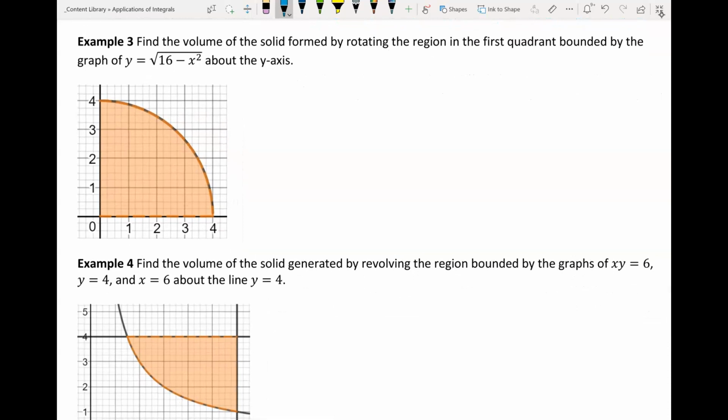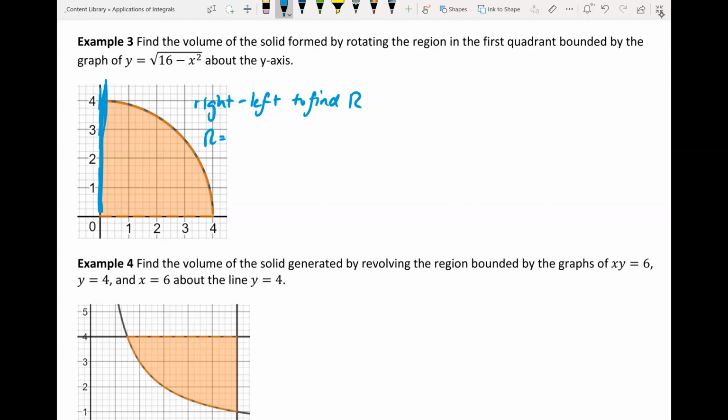Example 3, we want to find the volume of the solid formed by rotating the region in the first quadrant bounded by y equals the root of 16 minus x squared. And we're going to do this around the y-axis now. So this is our line for rotation. And when we read this, it's going to be from right to left, right minus left, to find our r.